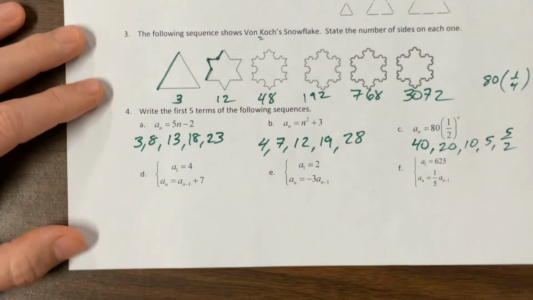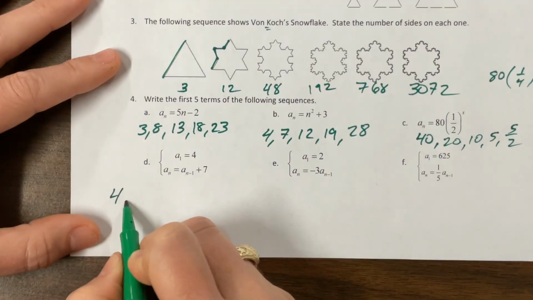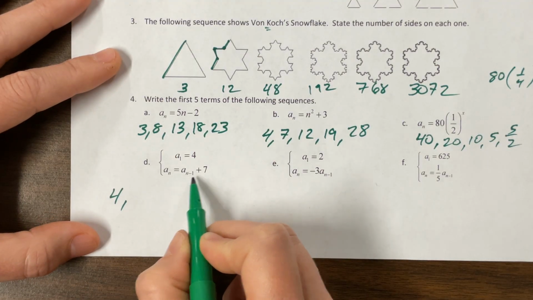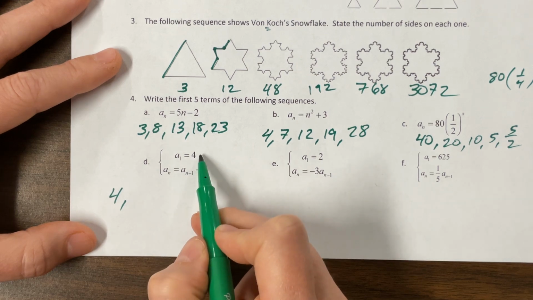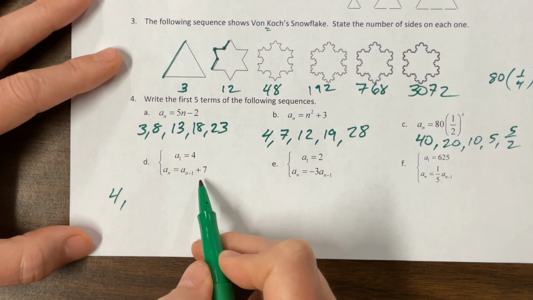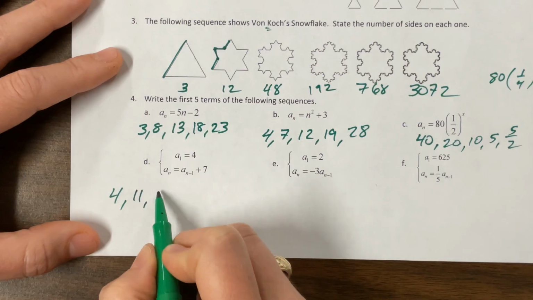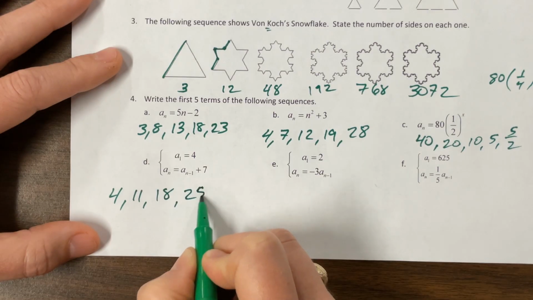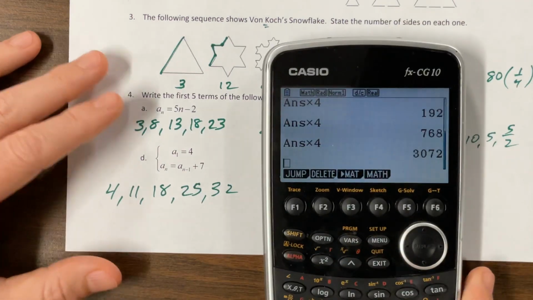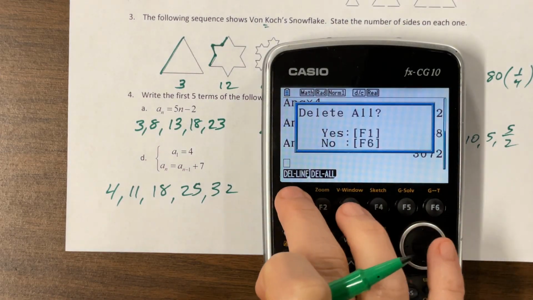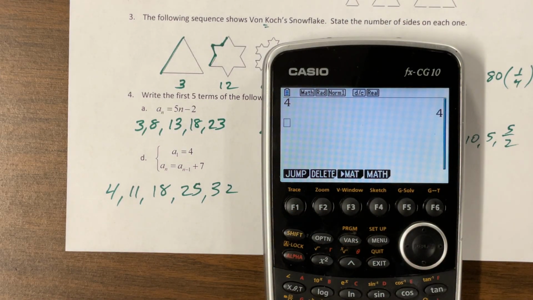Okay, here were some recursive formulas. So I have 4. To find the next term, I add 7. So it tells me where to start. Start at 4. It tells me what to do. It says add 7. Okay, so add 7, add 7, add 7, add 7. I can do this one recursively also on the calculator. I can say 4, enter, and then plus 7, enter, enter, enter. And once again, I can keep going.